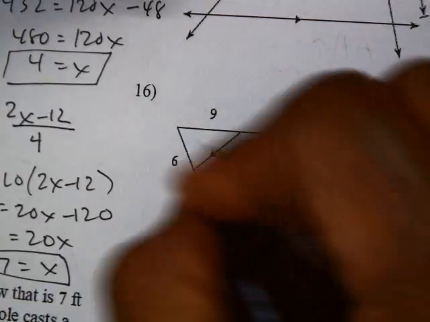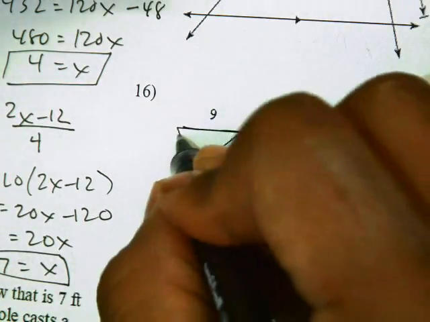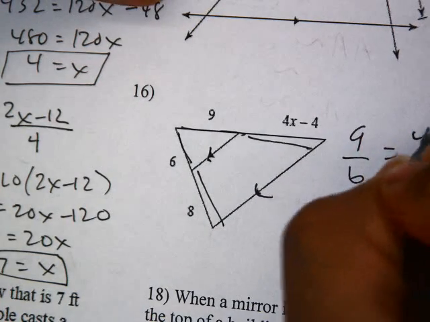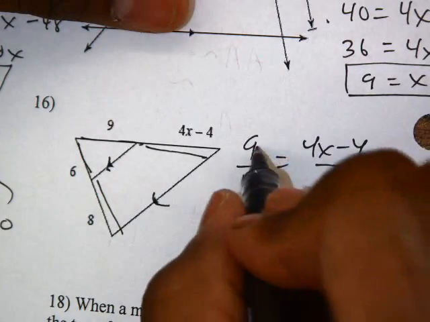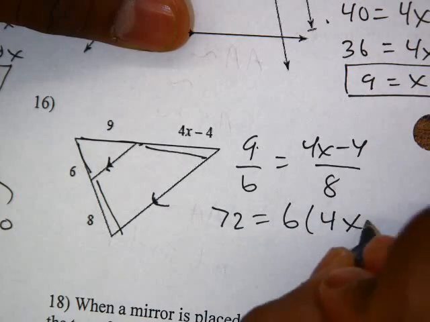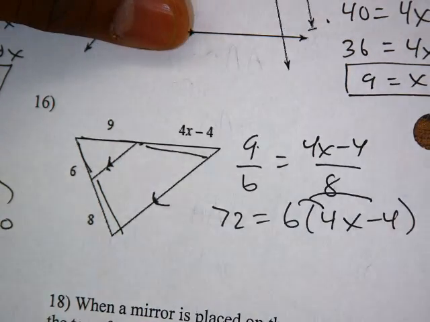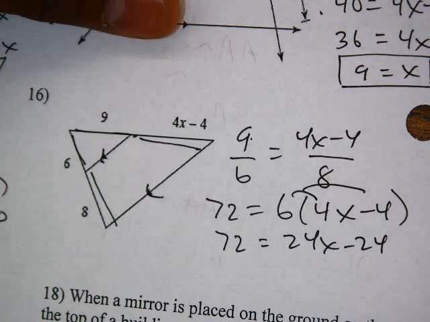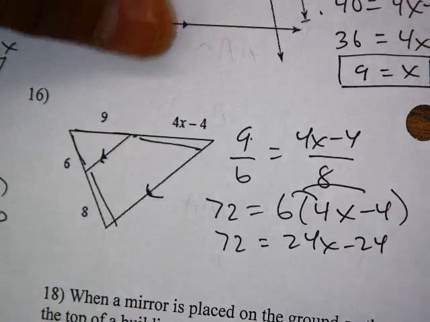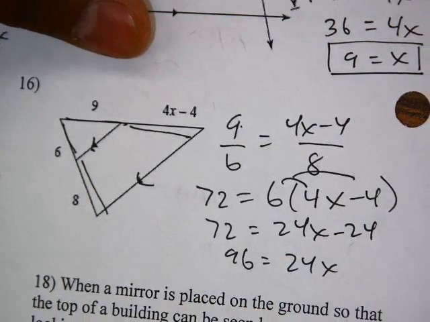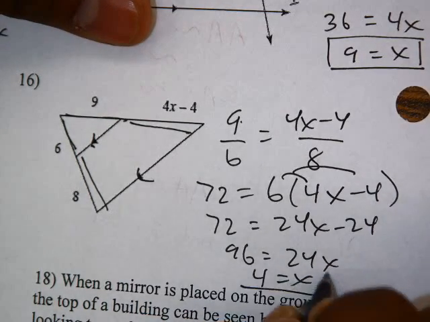In 16, again, these are parallel, so these sides should be proportional. 9 over 6 is proportional to 4x minus 4 over 8. Cross multiply. 9 times 8 is 72 equals 6 times 4x minus 4. Distribute. 24x minus 24. 72 plus 24 to both sides is 96. Divide by 24 is 4.